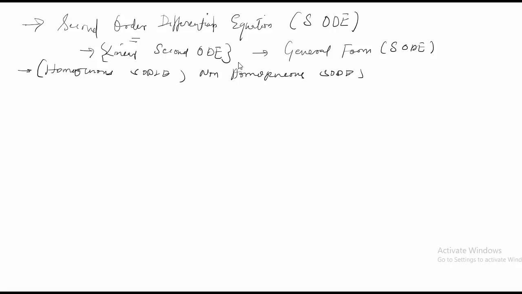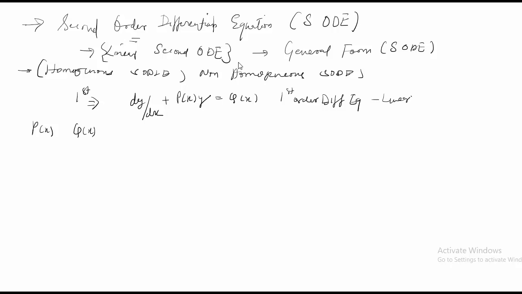So a first order linear equation was something which was written in the form like dy by dx plus p of x y equal to q of x. This was a first order differential equation which was of course linear. So here p of x and q of x are functions of x.